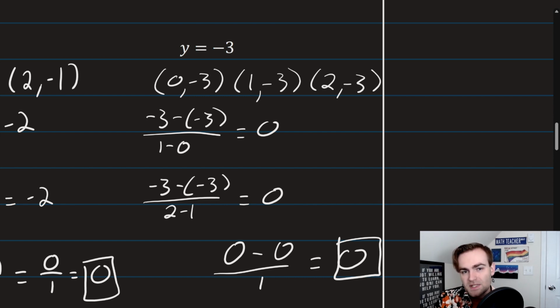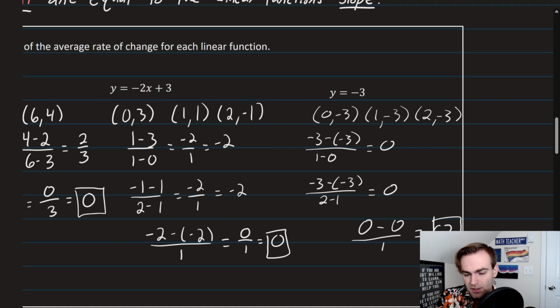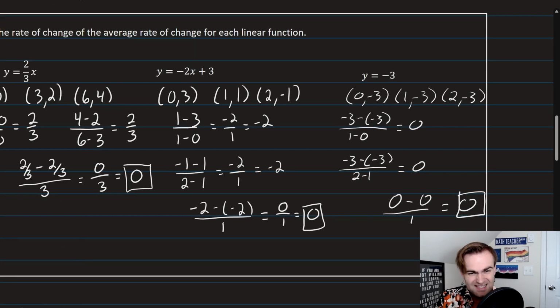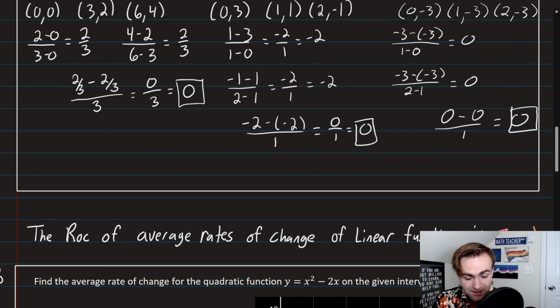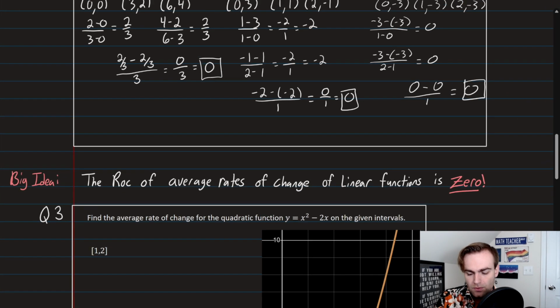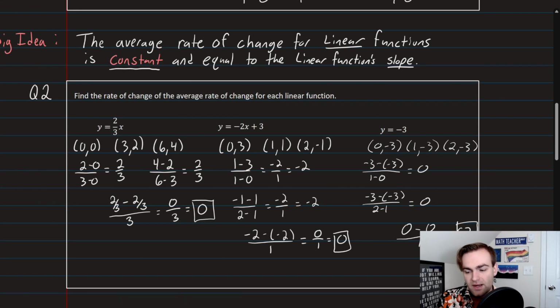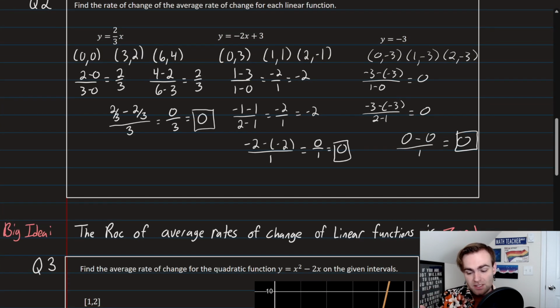So what do you notice about all of these answers? The average rate of change for the rates of change of linear functions is 0. That's a little bit weird. But it kind of makes sense because the average rate of change is constant. So the change in a constant is nothing. There's no change. That's why we call it a constant. So linear functions are relatively straightforward. So we have this big idea that their average rate of change is constant, and the change in their average rate of change is 0. Let's look at quadratics and see how those differ.